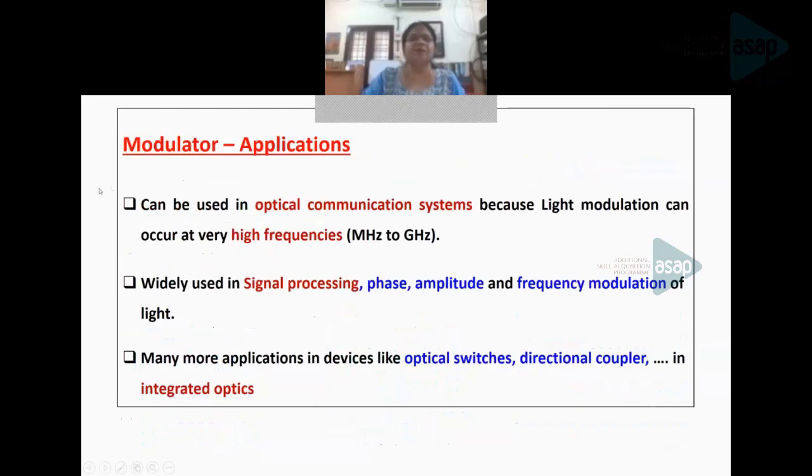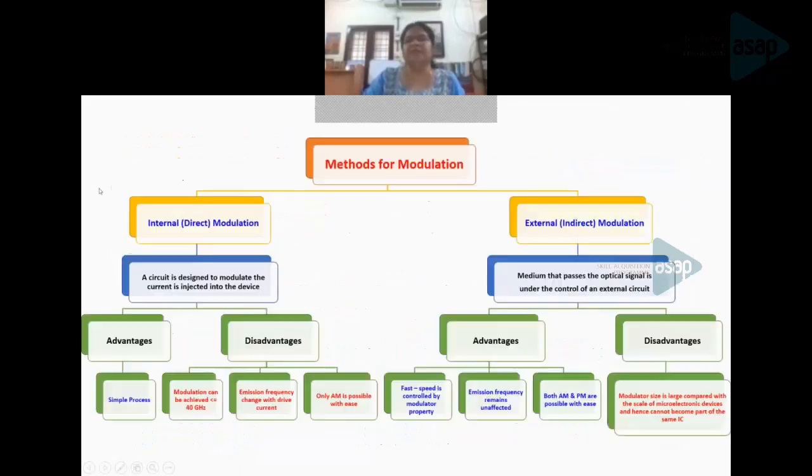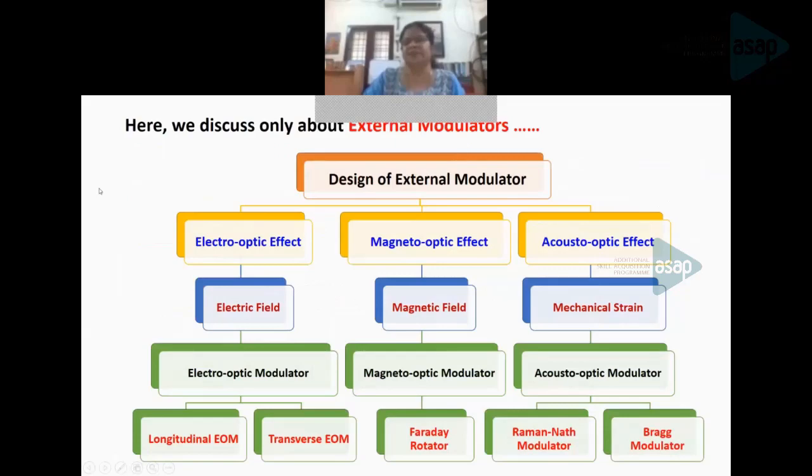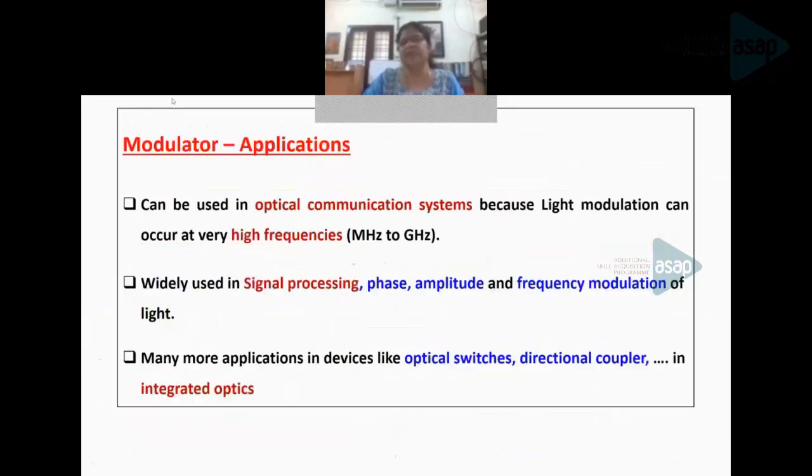Modulators have many applications in various areas. They can be used in optical communication systems because light can be modulated at very high frequencies, from megahertz to gigahertz. They can also be used widely in signal processing and have many applications in integrated optics, such as optical switches, directional couplers, etc.